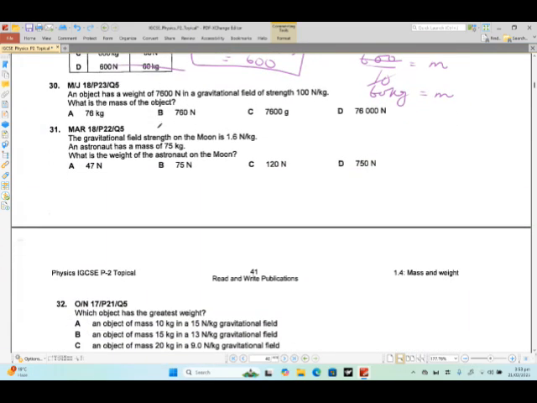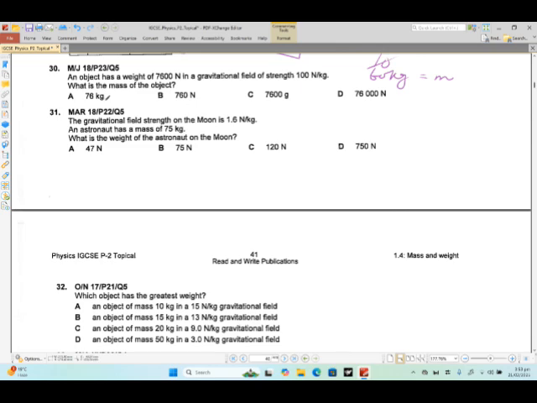I think this is going to be our last question, and the rest of the questions we will cover in part B. So the last question for this video states that an object has a weight of 7600 newtons in a gravitational field strength of 100 newtons per kg. What is the mass of the object?